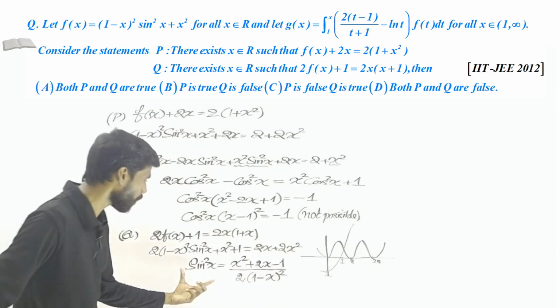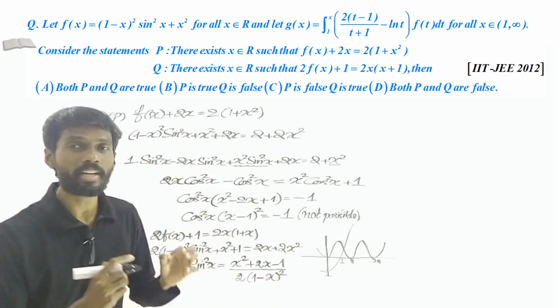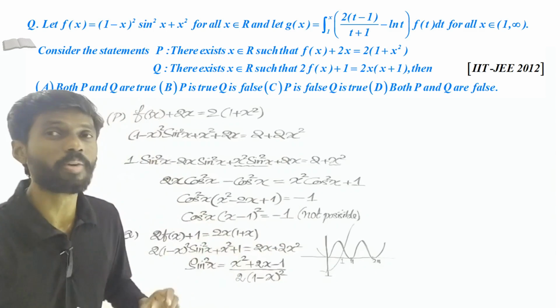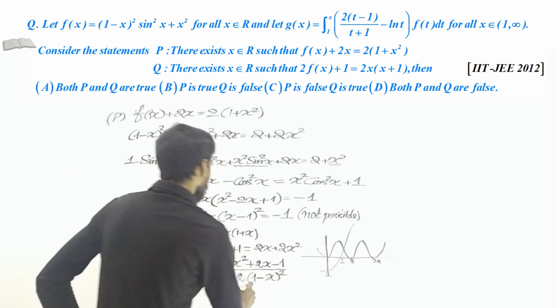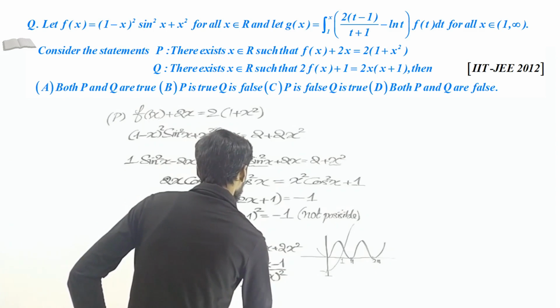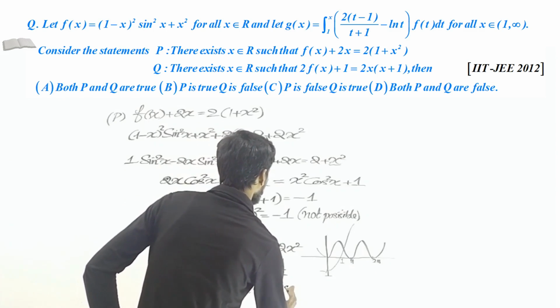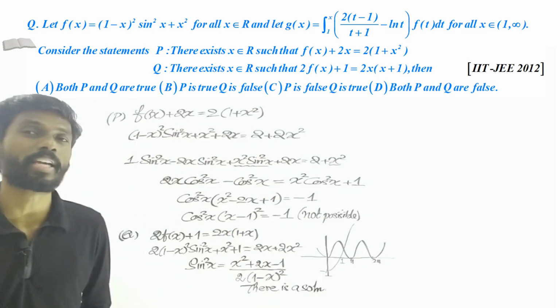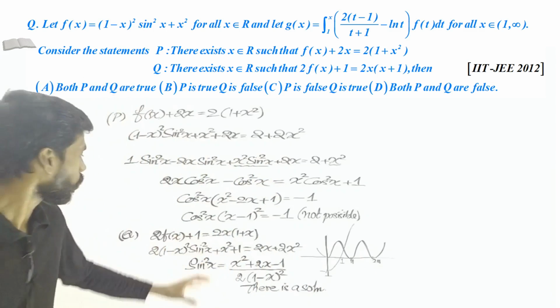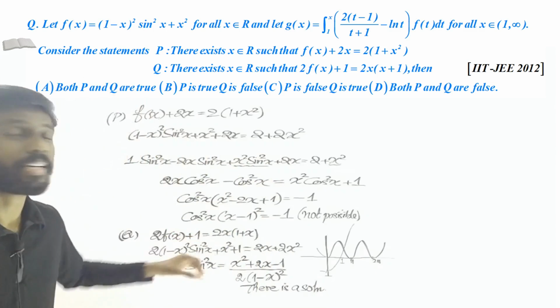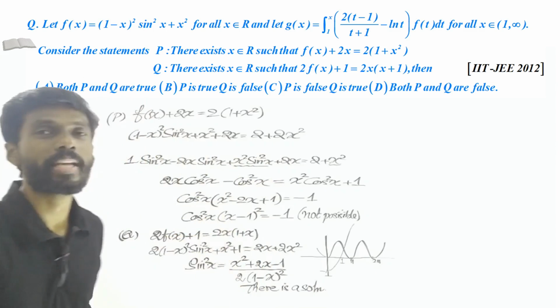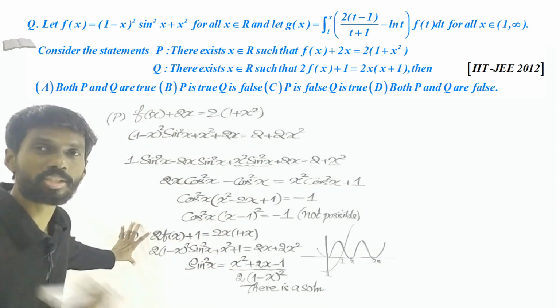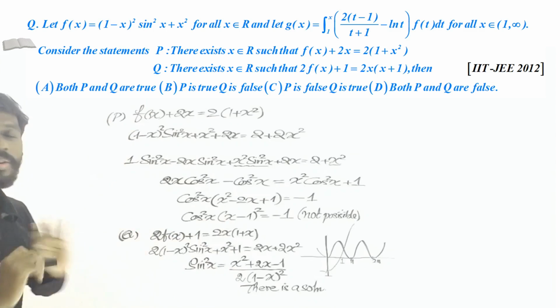Do you understand? So we draw the curve, and there is a solution, which means these two curves intersect. So this equation has a solution. That means for some value of x, 2f of x plus 1 is equal to 2x times 1 plus x. That means Q is a correct statement, and P is not the correct statement.